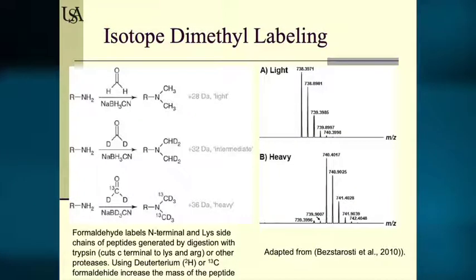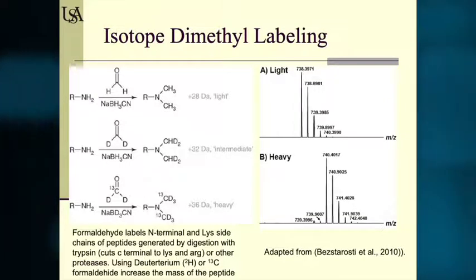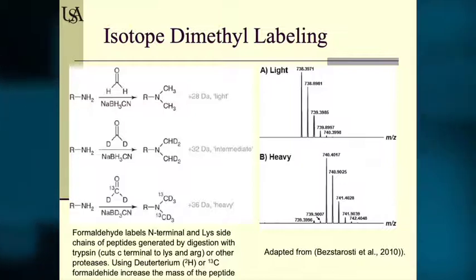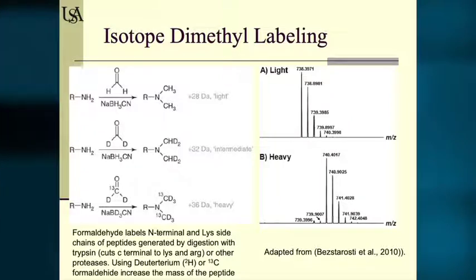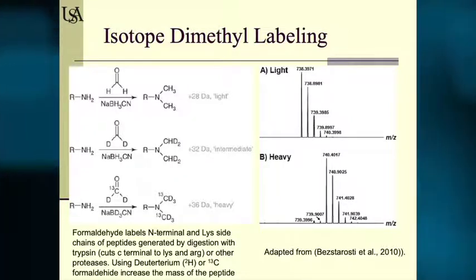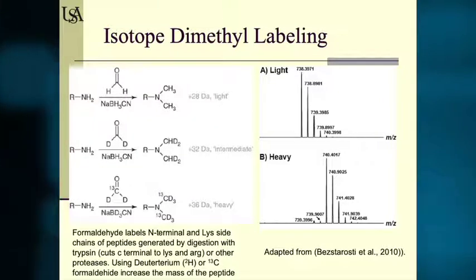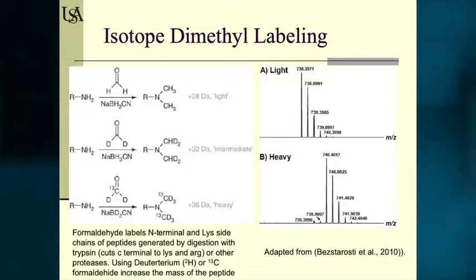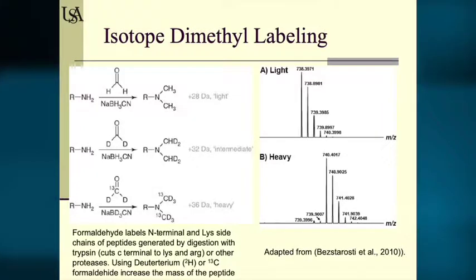So the idea here is we're cutting the cells with proteases, and then we use formaldehyde. If you use just C13, normal carbon, normal hydrogen, we have light labeling. We can use deuterium to intermediate label, and then we can add C13 and deuterium to give us heavy labeling. And this allows us to look at 3 different groups at the same time, basically doing the same MS run. So this gives us a lot more power in the analysis.